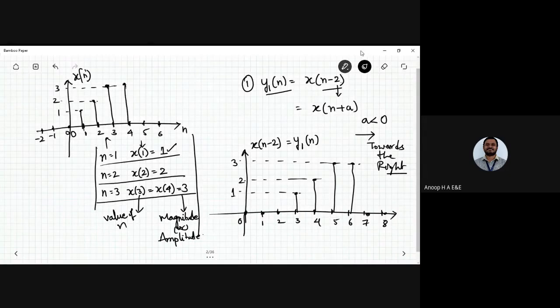Okay, now what do I need to do? I need to translate or shift this signal towards the right by 2 units. How did I come to know that it is right? So you have x of n plus a as a general representation, and when a is less than 0, you are going to have the signal translated towards the right by a units. So a represents here as 2. Okay. So this is how you are going to represent.